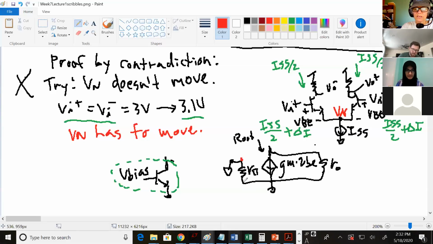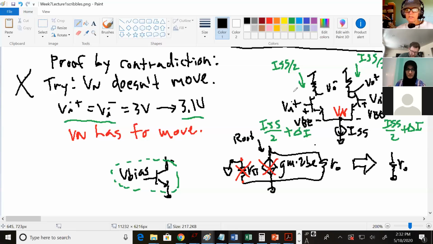And so our R pi, yeah, 0 volts across R pi, so that goes away. But now VBE is 0, so that goes away. So what happens is this just goes to RO. So this tail current source basically acts like a resistor of size RO.